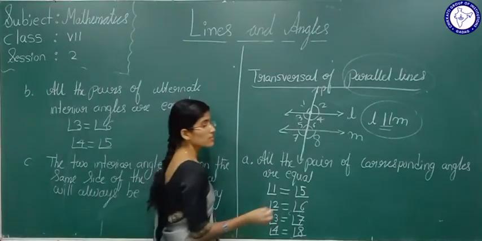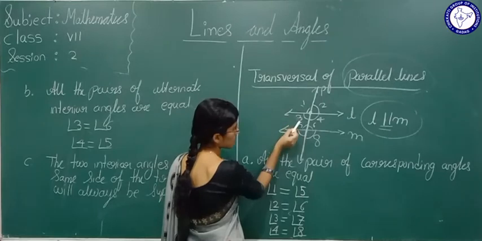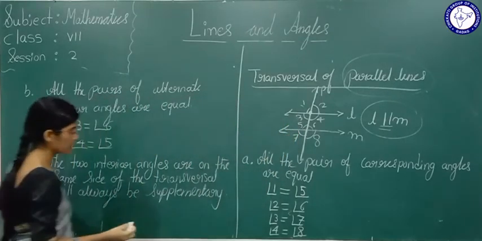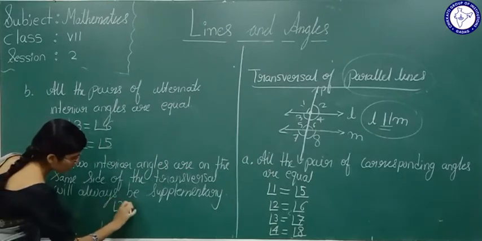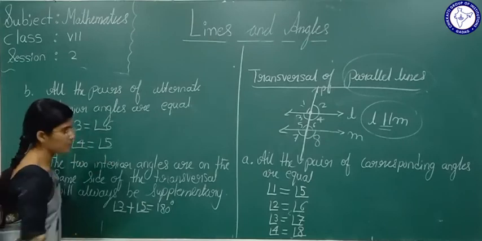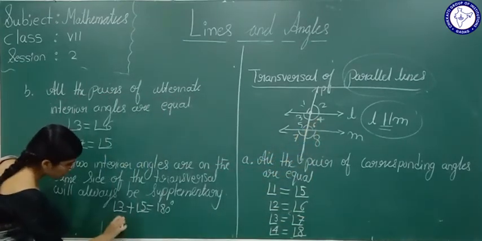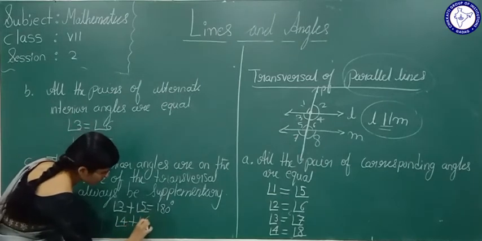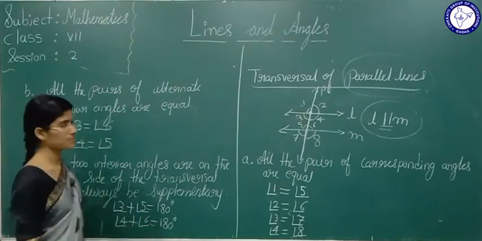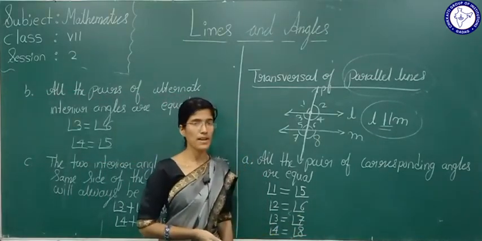So interior angles on the same side of the transversal, which are those? Angle 3 and angle 5. Here angle 3 and angle 5 are going to form 180 degrees. See here, angle 3 plus angle 5 is equal to 180 degrees. Angle 4 plus angle 6 is equal to 180 degrees. Okay, this is a transversal of parallel lines.